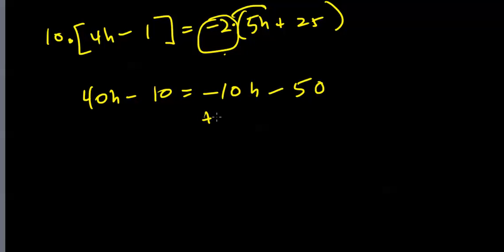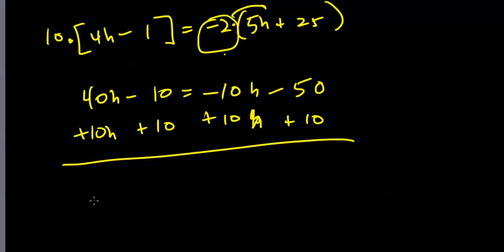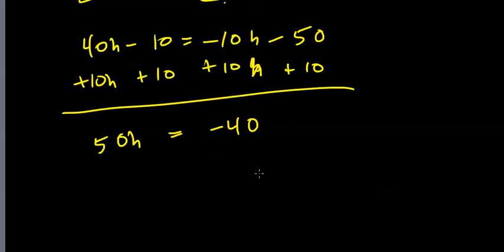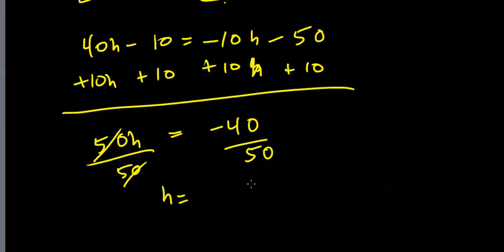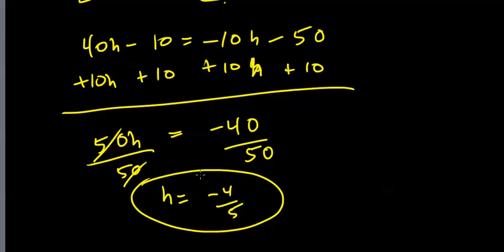I think most students at this point would add 10h to both sides. And if you're going to do that, your h will be on the left, so I want to add 10 to both sides to get my numerical value on the right. I get 50h equals minus 40. Now dividing both sides by 50, the 50s cancel out, and I get h equals minus 40 over 50, which of course reduces to negative 4/5.